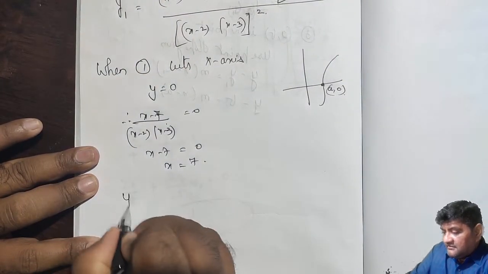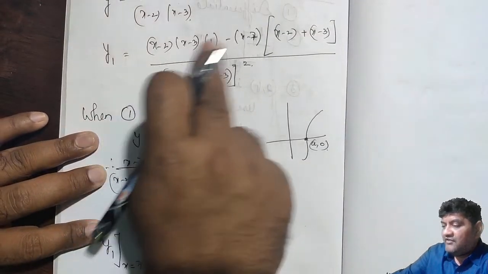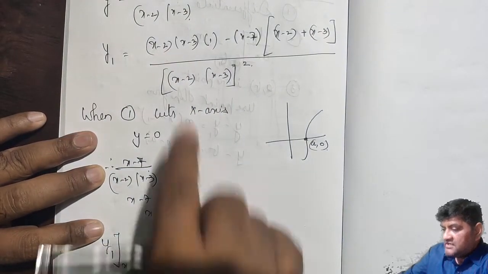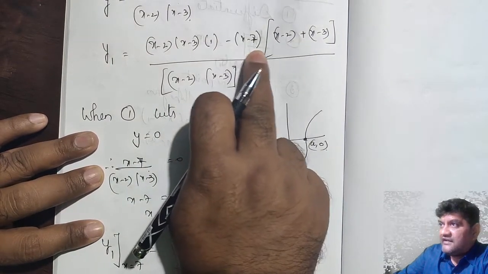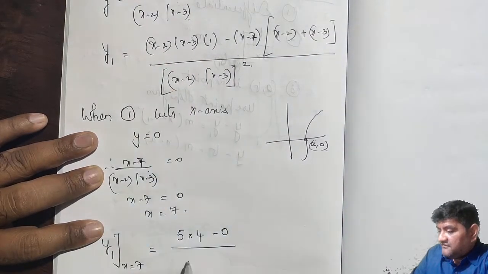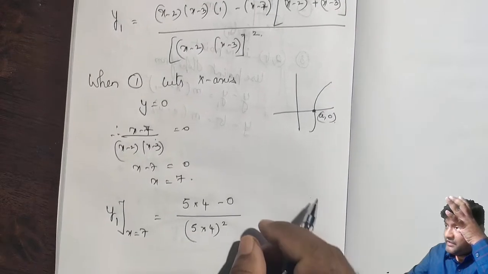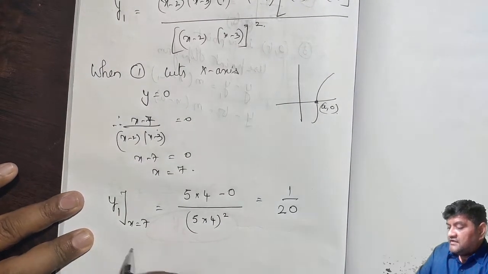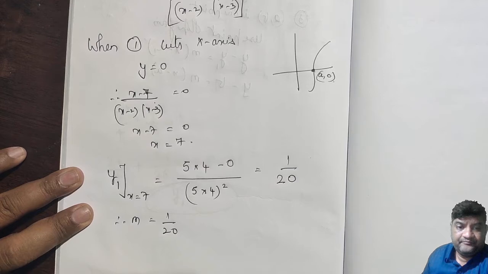dy by dx at the point x equal to 7 is equal to, you don't need to substitute every point and then check. So 7 minus 2 is a 5, 7 minus 3 is a 4, and this is 7 minus 7, so this entire factor is going to vanish. So I don't need to write that. I'll write a 0 here, divided by (5 into 4) the whole square. Obviously 5 into 4 and 5 into 4 will get cancelled, so you'll get 1 over 20. That's your slope. Therefore, m is equal to 1 over 20.